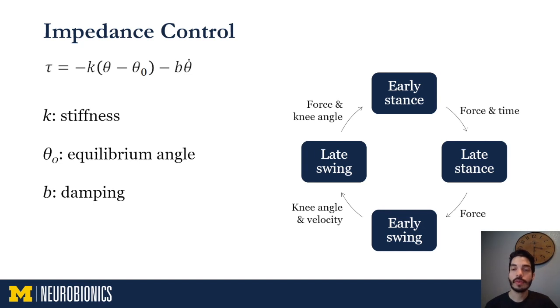This results in 24 impedance parameters and 7 transition parameters that need to be tuned for the open source leg. To simplify this process, we weight normalize as many of these parameters as possible.